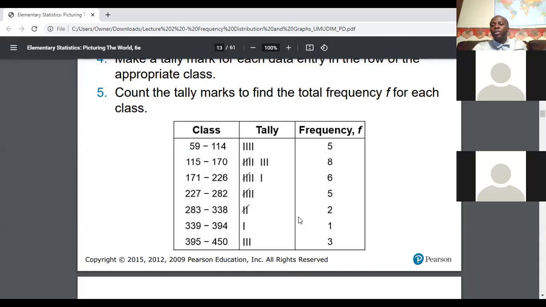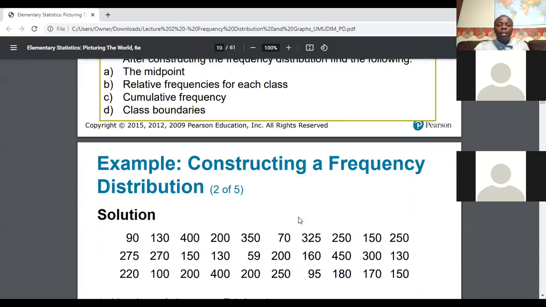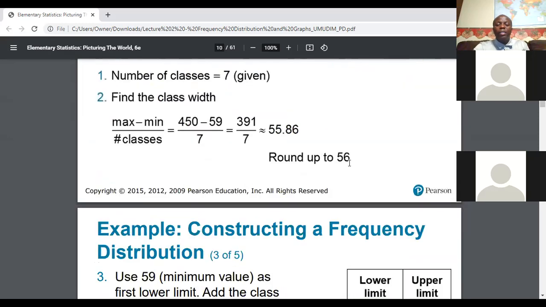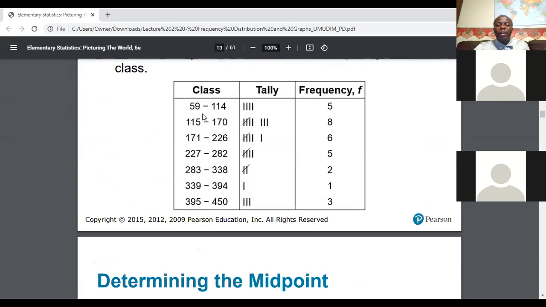So this is your frequency distribution table. Remember, the question says construct a frequency distribution that has 7 classes. And this is the distribution right here, and it has 7 classes: 1, 2, 3, 4, 5, 6, 7. And these are the frequencies.